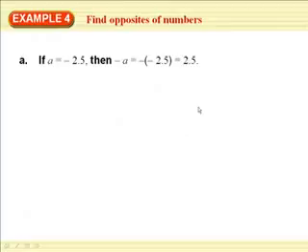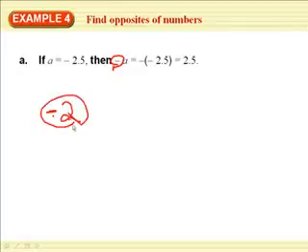Okay, next one. Finding the opposites of numbers. So it says if A equals -2.5, then -A, and this is kind of a neat way to look at this. When you see a minus in front, it also means the opposite of. Let me show you with an integer. 2. Now, if I say -2, another way of saying -2 is saying, what is the opposite of 2? The opposite of 2 is -2. So that is the opposite of 2.